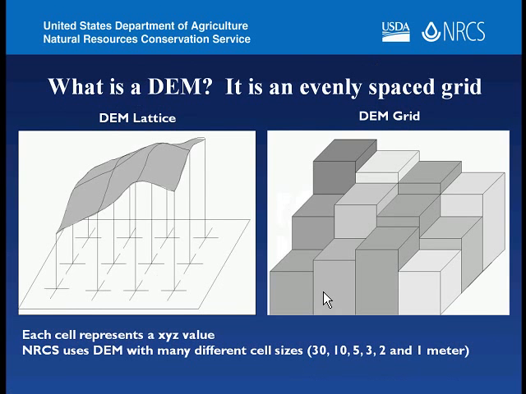finest resolution. On the left, they call this a lattice. This is a much more complicated mathematical surface for representing a surface. So NRCS uses the DEM grid, the method on the right, which is much more simplistic. So each one of these cell blocks would represent a mass point.